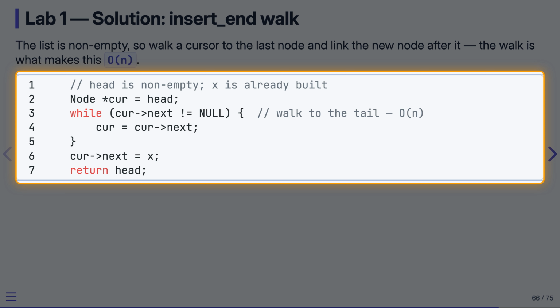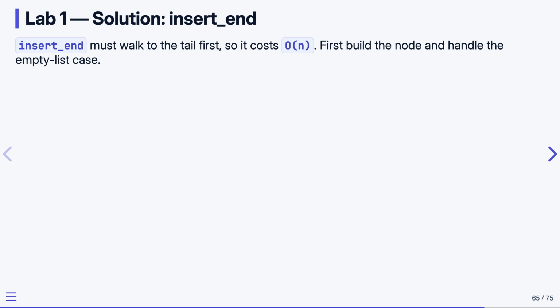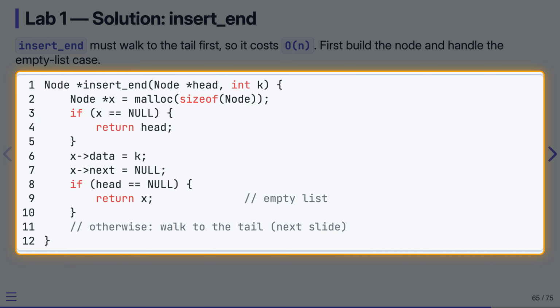If the list is not empty, we move a cursor with cur = cur->next until cur->next is null. That is the tail. Then we link the new node after the tail. The walk makes this O(n). Next is insertEnd. This one is longer because it must walk to the tail first. InsertEnd makes a new node and sets its next to null because it will be the last node.